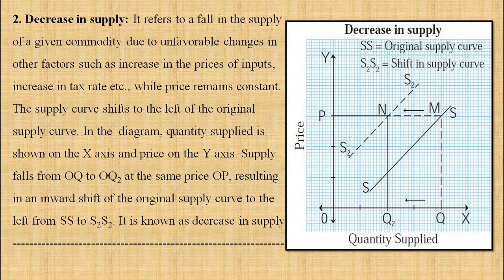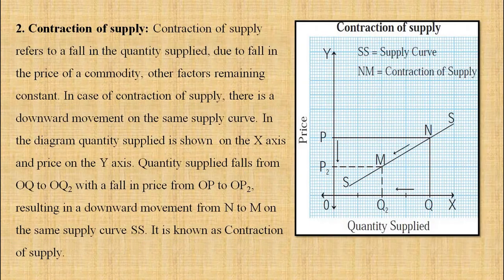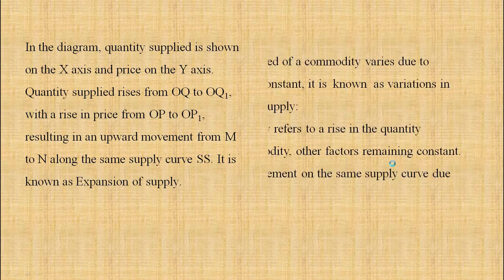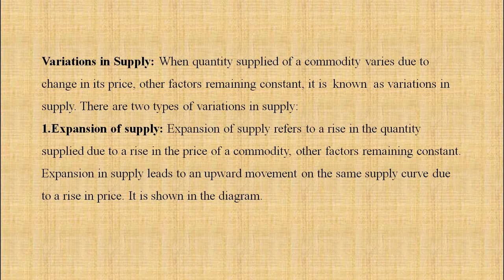So shifting of the supply curve to the left-hand side shows decrease in supply, and shifting of the supply curve to the right-hand side shows increase in supply. The downward movement on the supply curve shows the contraction of supply, and the upward movement on the supply curve shows the expansion of supply. So the question can be: explain the expansion of supply or increase in supply, and contraction of supply and decrease in supply, or variation in supply and changes in supply.